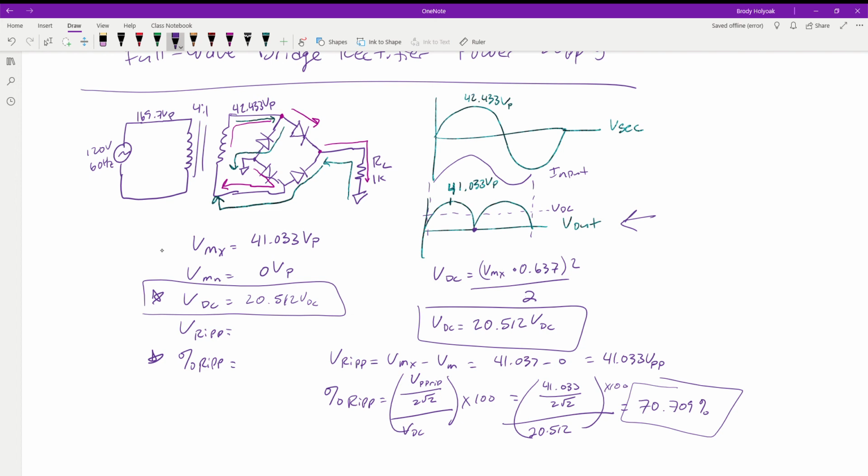So if we needed that little extra, we could swap out those components and put in different kinds, things like that. But that's really it. And then the same formulas apply for our VDC and our V ripple. It's all based on if it's a filtered or unfiltered.